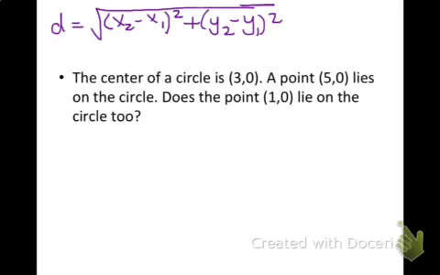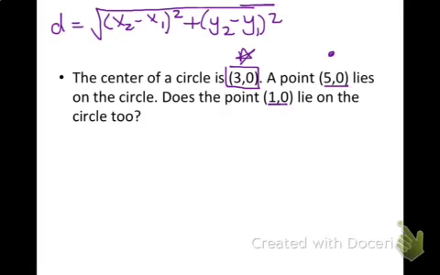So the center is what you want to first identify. The center is (3, 0). And a point that's actually on the circle is (5, 0). So what you're going to do is find the distance from the center to the other point on the circle. That distance is going to be our radius. Because in theory, if this point also lies on the circle, then it should be equidistant from the center, meaning that their distances should be the same.